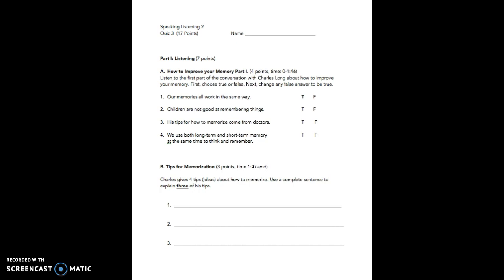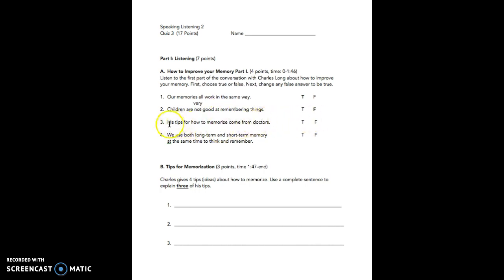Young children are naturally very good at working out how to remember things. It's the same, right? No, it's the opposite. So, children are not good at remembering things. That would be false. How can we change it, though, to make it true? In this case, you could just take out the not. Or you could write in here, you could say, instead of not good, they are very good. Both of those choices will get points.